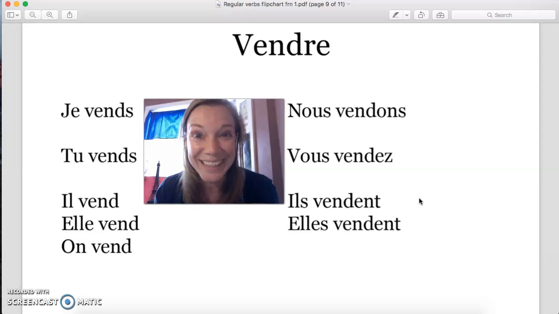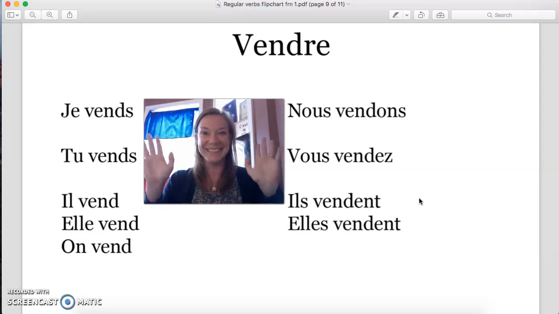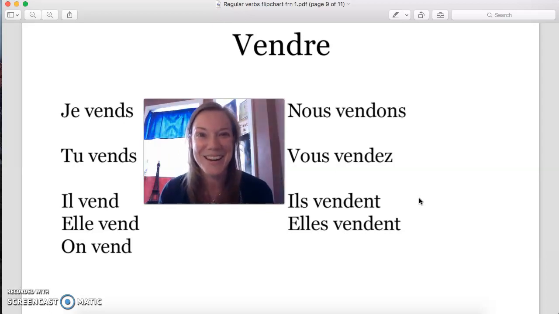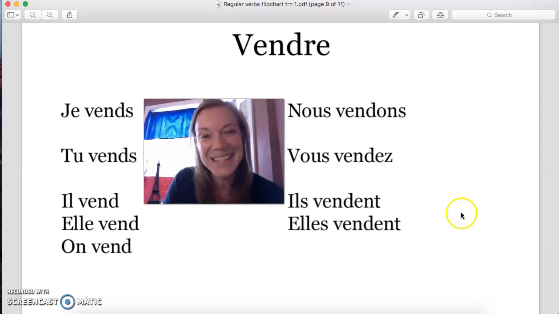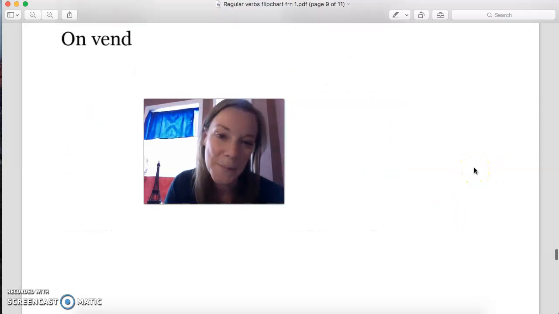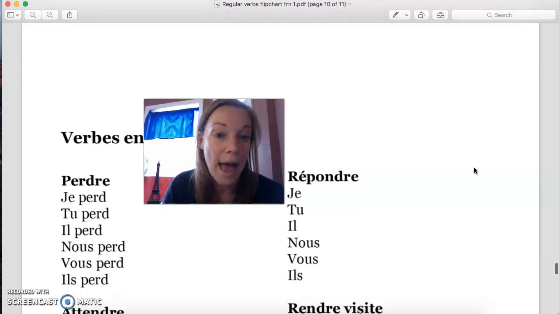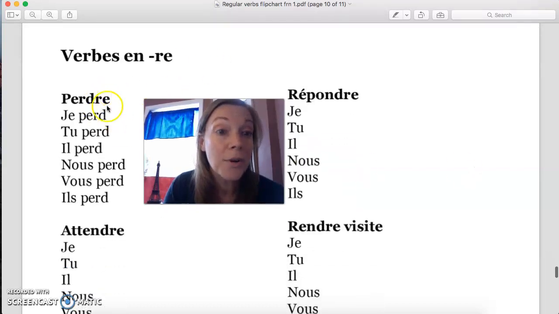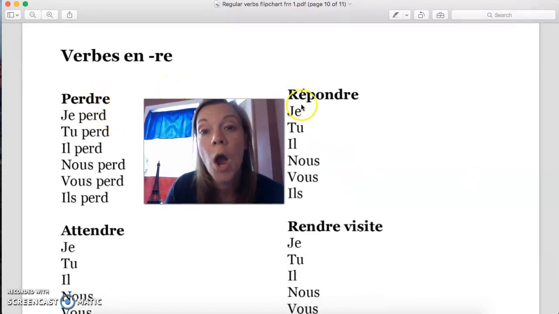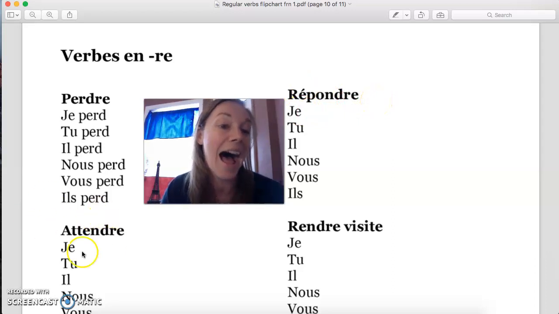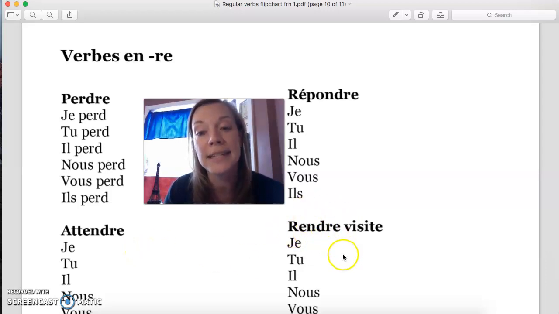Are you going to remember it? Woo! Regular RE verbs. Let's take a look at some others besides vendre. We have perdre, which means to lose. Répondre, to respond, to answer. Attendre, to wait. And rendre visite, to pay a visit to someone.